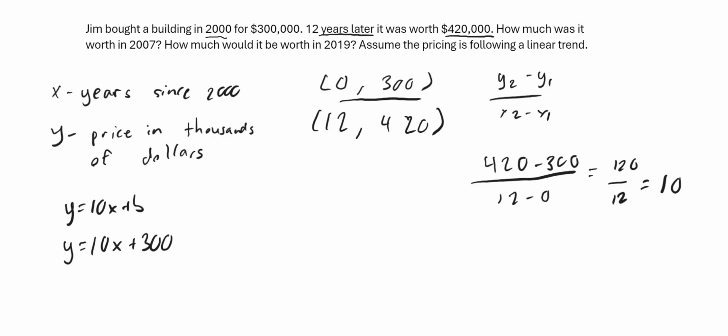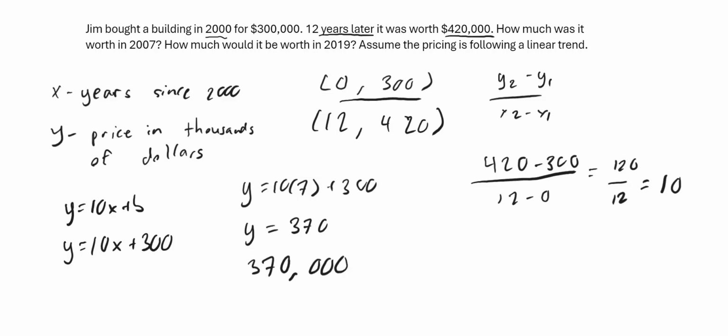So for 2007, let's just sub in 7 for x: 10 times 7 plus 300, y equals 370. So in 2007, it was worth $370,000. So that's all we need to do to find the actual price. Just make sure we convert it back from thousands of dollars.